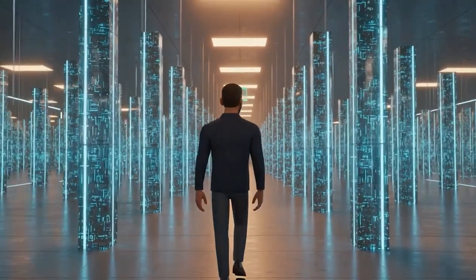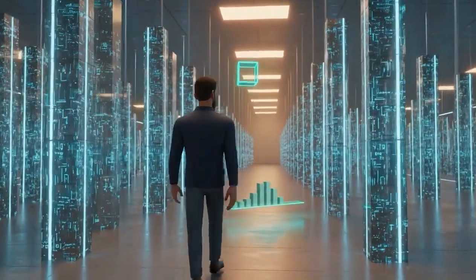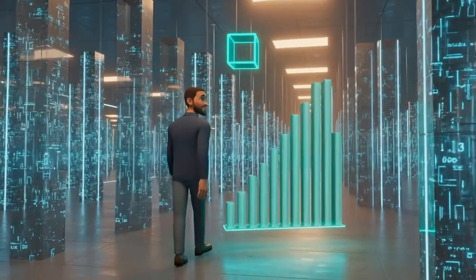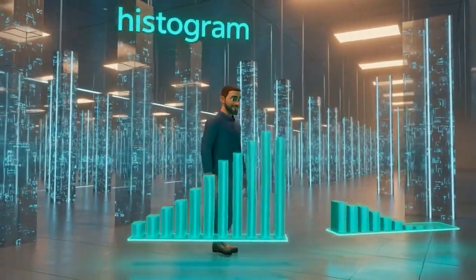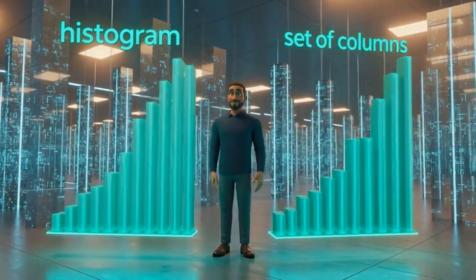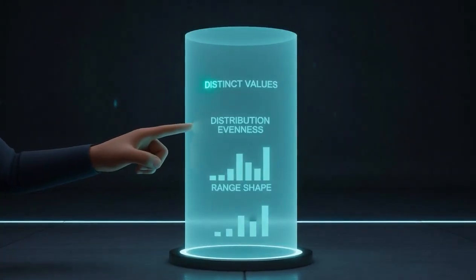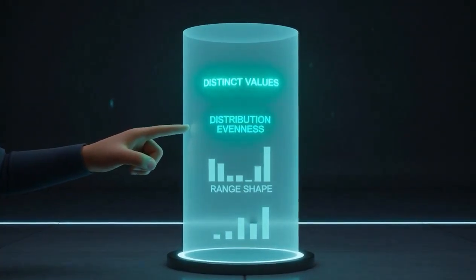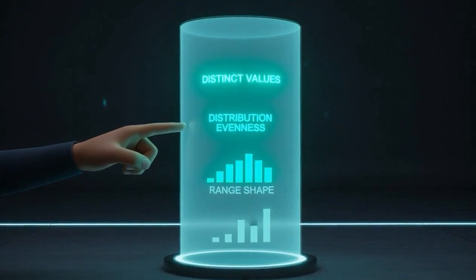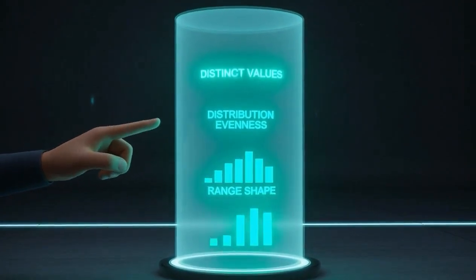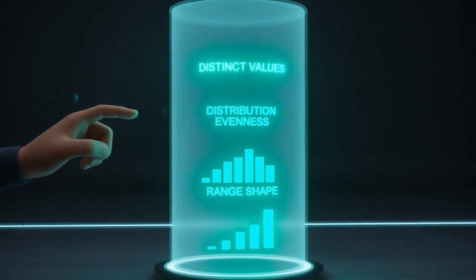A statistic in SQL Server is a small object that stores a histogram, a summary of the distribution of data values in a column or a set of columns. It tells the optimizer things like how many distinct values are in this column, how evenly distributed are those values, and what does the data look like across different ranges.